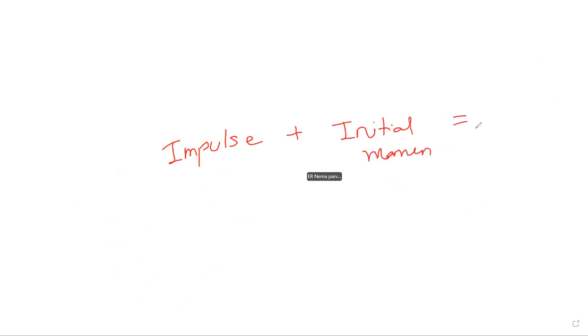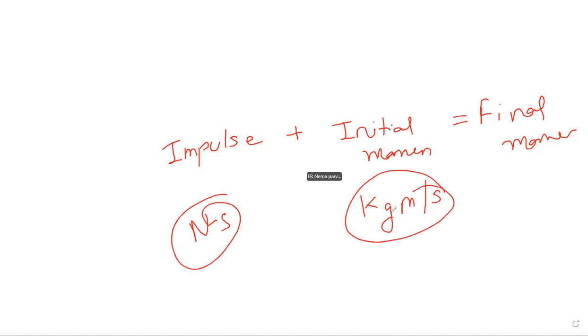Now the question asked by that student was, this impulse has the unit of Newton second and this initial momentum has the unit of kg meter per second. Now you told me that whenever you are doing addition or subtraction, the unit should be the same. This is the basic rule, isn't it? Now the units are different, still you are adding them. How is it possible?